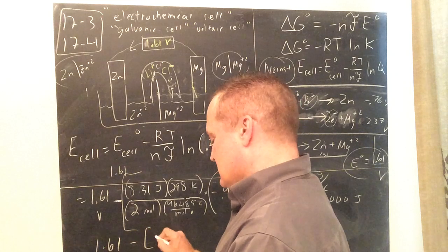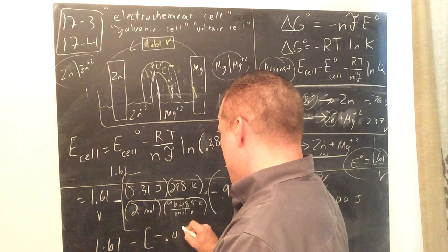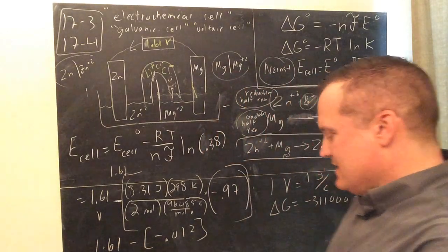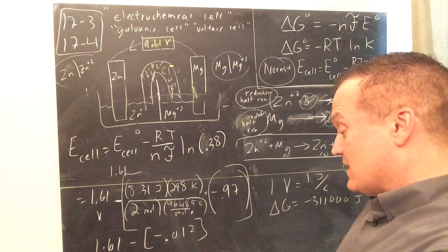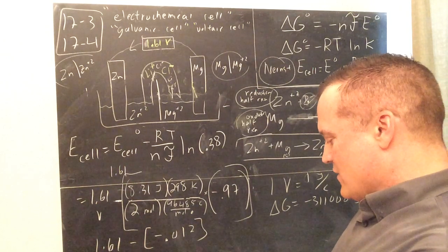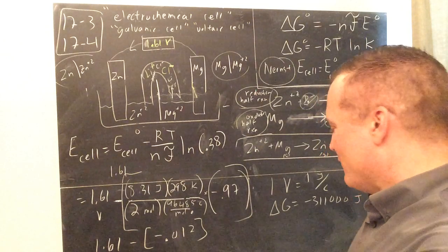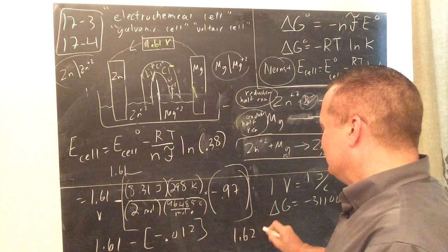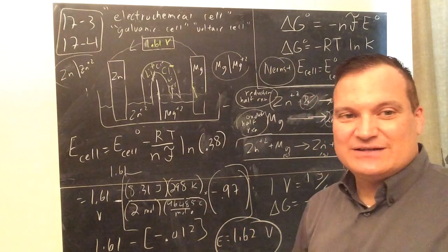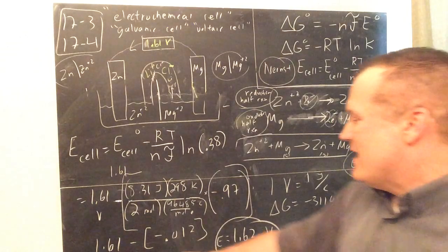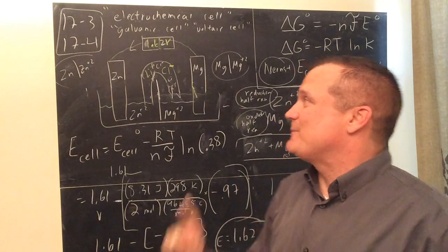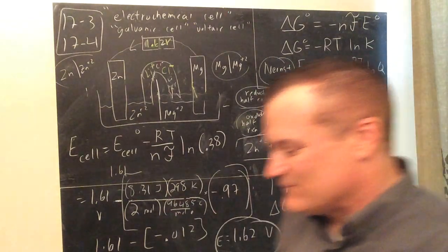So 1.61 minus negative 0.012. Okay? So what will that be? 1.61 minus a negative is plus. 1.61 plus 0.012 is 1.62. So the voltage, the new non-standard voltage, went up from 1.61 volt to 1.62. All of that work just to go up a little bit. But hey, you got 0.01 of a volt up.